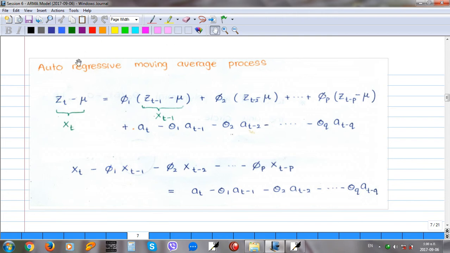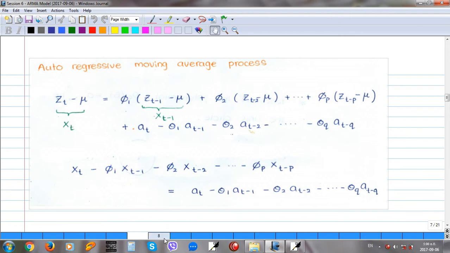The autoregressive moving average process we can write in this way. xt minus mu equals zt, where zt is white noise, and we can convert this into this form. This xt part comes from the autoregressive model, and the right-hand side comes from the moving average process of order q, right?